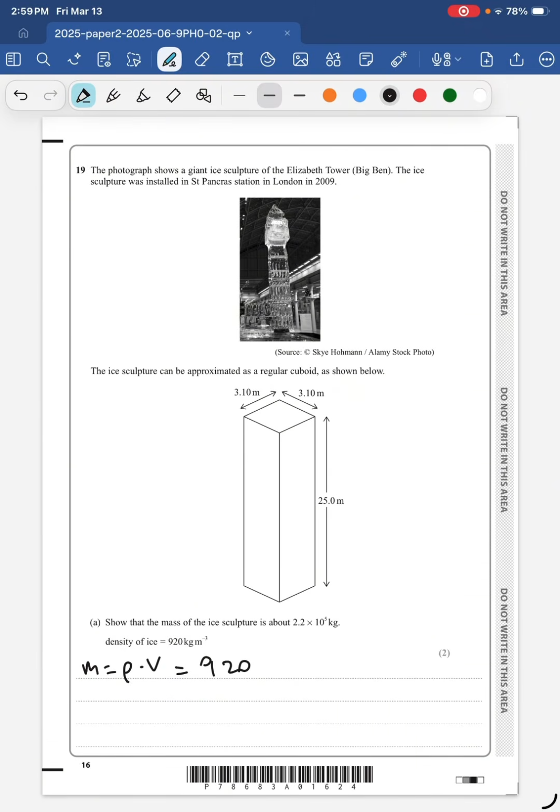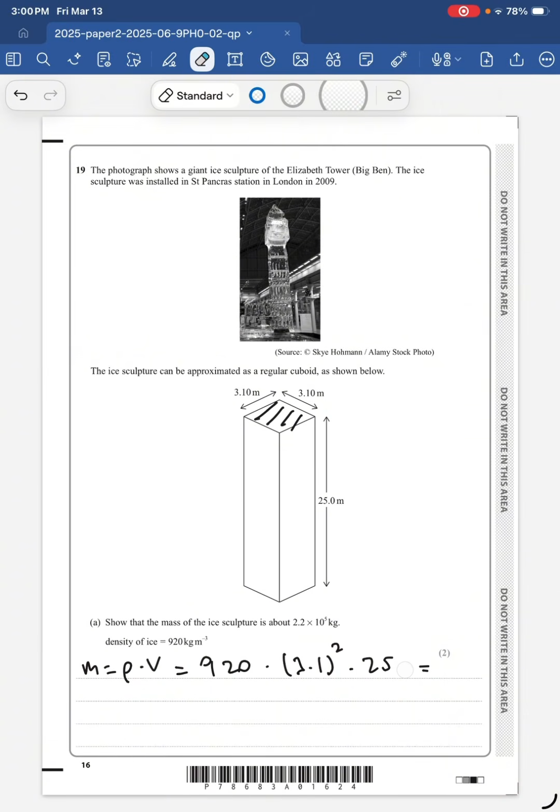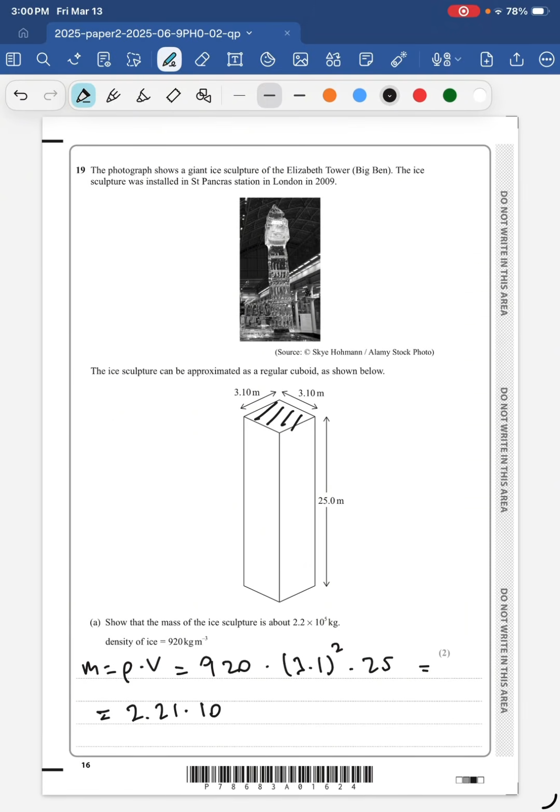So, I mean, this is the same question as the one with the asteroid, okay? So mass is 920 times the volume of a cuboid, which is 3.1 squared for the square over there, times the height to find the volume. We don't need the units there. So this yields 2.21 times 10 to the 5 kilograms, which, yes, it's about 2.2 times 10 to the 5 kilograms.